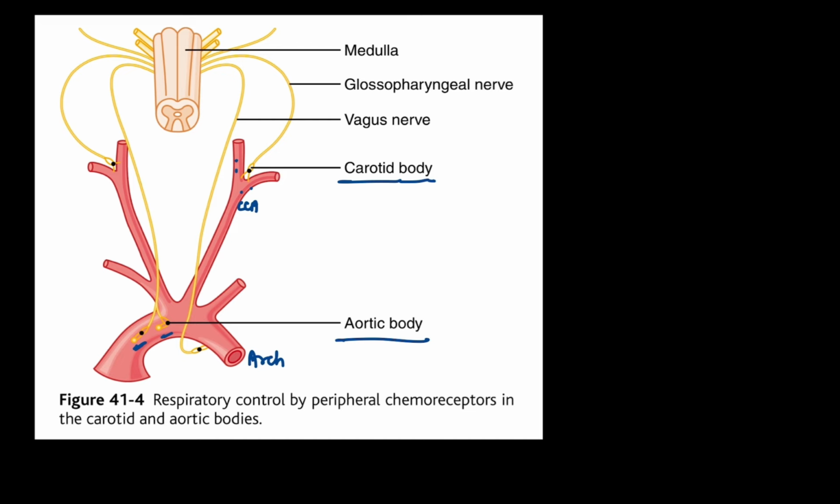Now I'd like to tell you one new thing. What is the afferent supply to these bodies, or what are these bodies innervated by? Let me show you the aortic body. If this is the aortic body, and you look at the nerve supply, this yellow structure, you'll see that these are supplied by the vagus nerve. So the aortic body is innervated by the vagus nerve, which is the 10th cranial nerve.